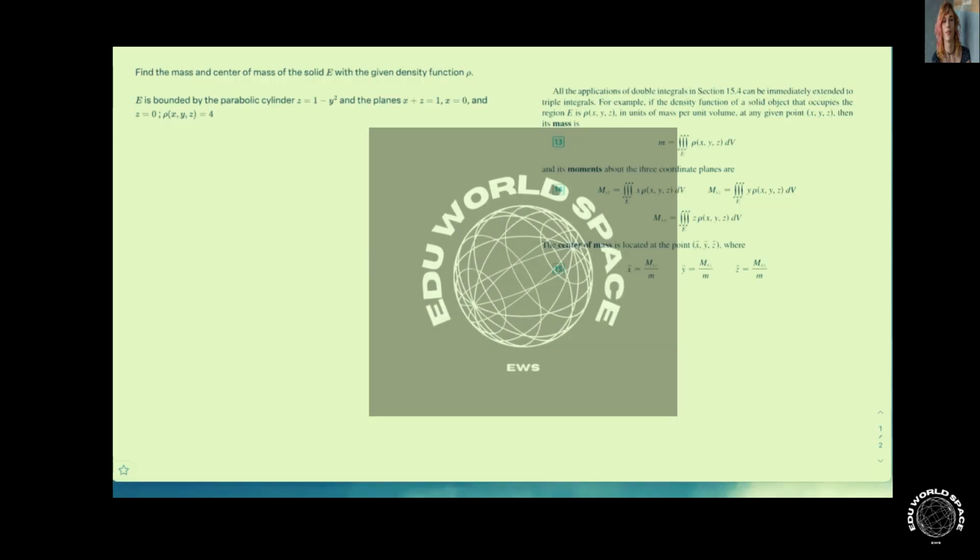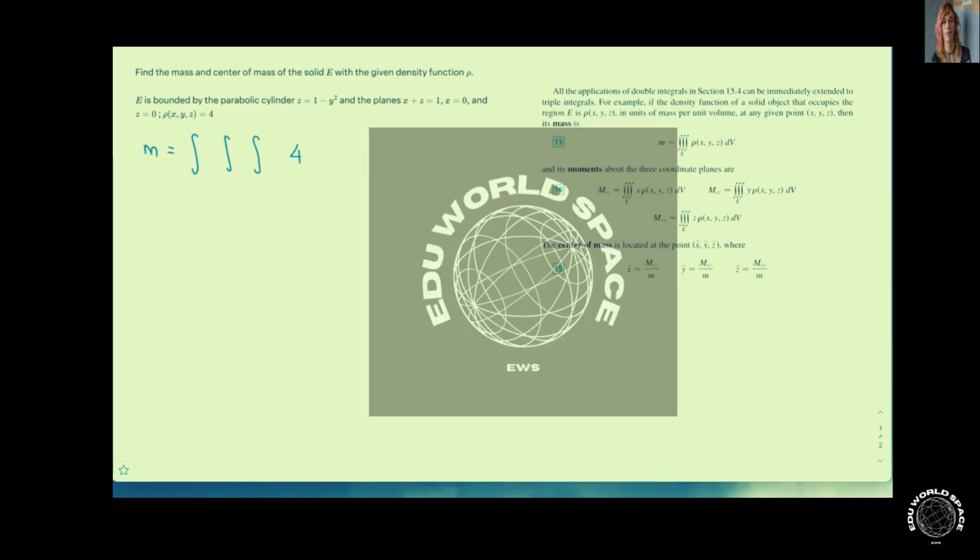Find the mass and the center of mass of the given solid and the given density function. So the mass can be computed as the triple integral over the density function. So we have the mass is going to be the triple integral. The density function is just 4. Okay, and then we want to take the triple integral over the solid.